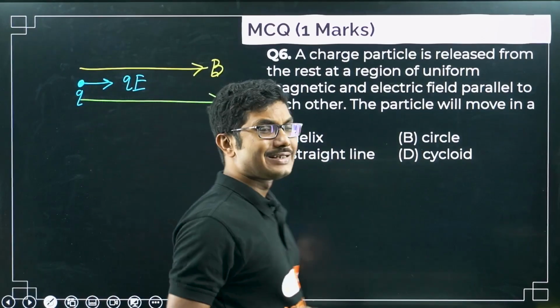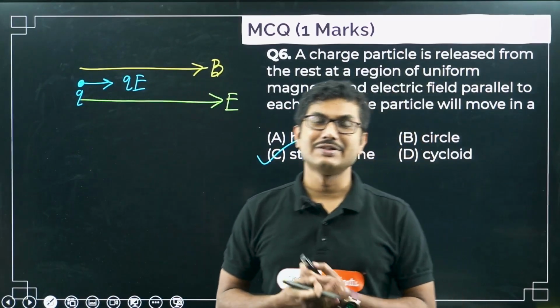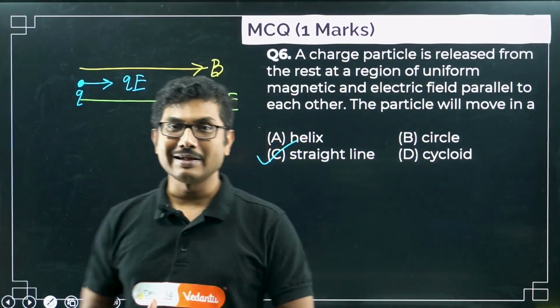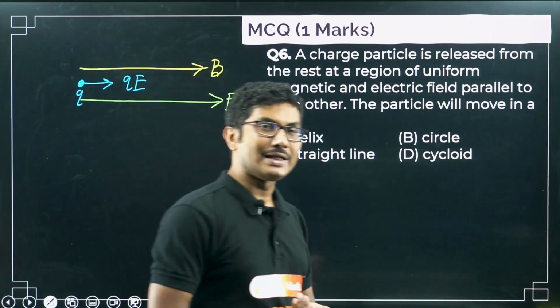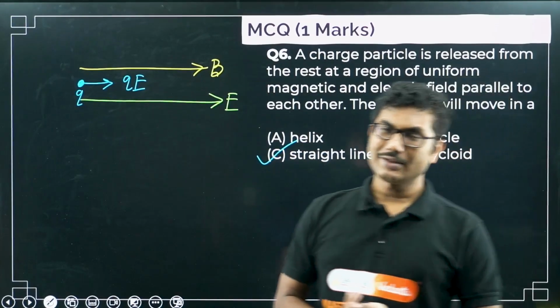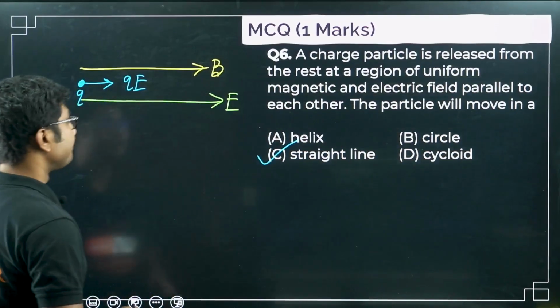If the angle is 90 degrees, it's a circle. If it is 0 degrees, it will be a straight line. If it is any angle between 0 and 90, then it will be a helix, right? So only a straight line is possible.